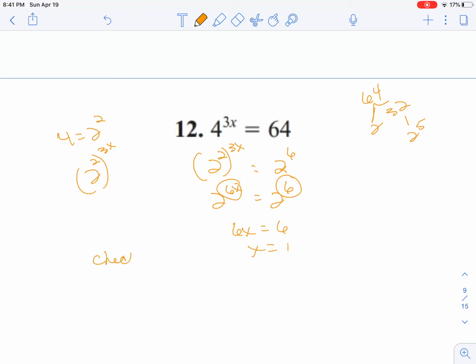So let's do our check. 4 to the 3 times 1 equals 64. So that means it's 4 to the 3rd power equals 64. So what is 4 times 4 times 4? Lo and behold, that's 64. So it's a check. Okay?